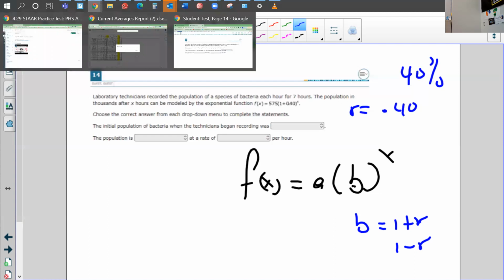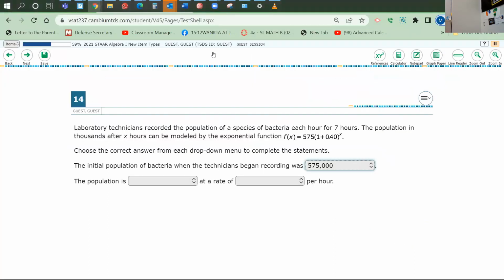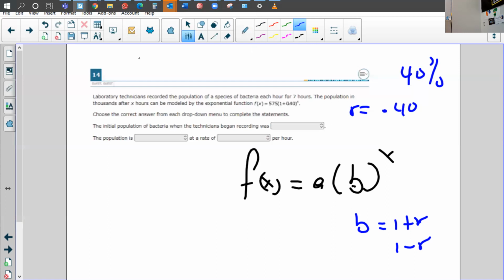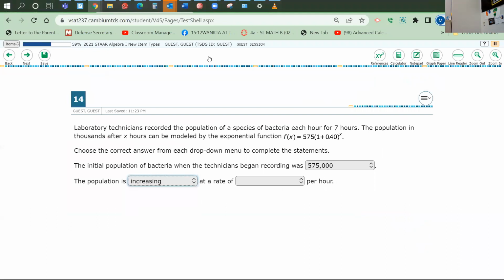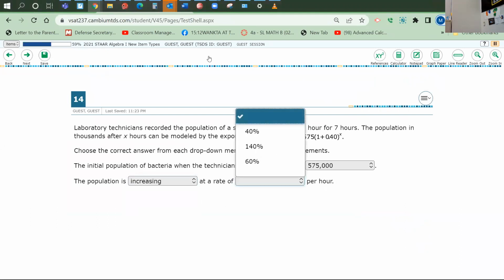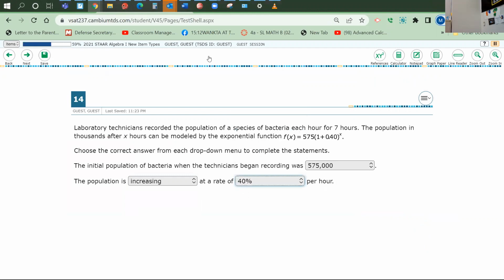And so if we go back and look at this now, the population is increasing, right? Why is it increasing, guys? It doesn't tell you increasing, but if you look at the equation, this number is bigger than 1, 1.40. So b is greater than 1. That means you're increasing. Good. So it's increasing at a rate, and I just explained this, not 140, but 40%.